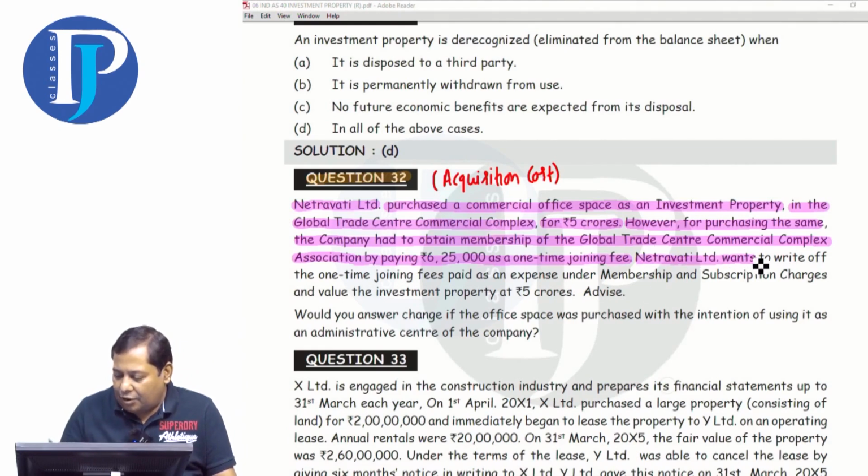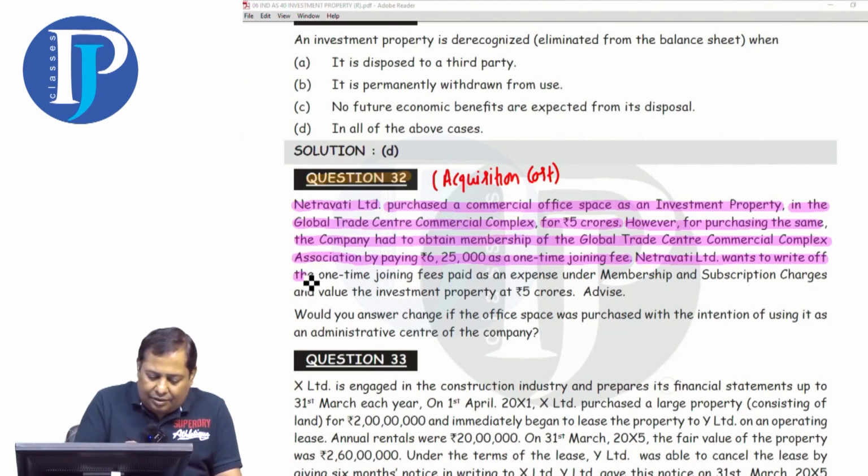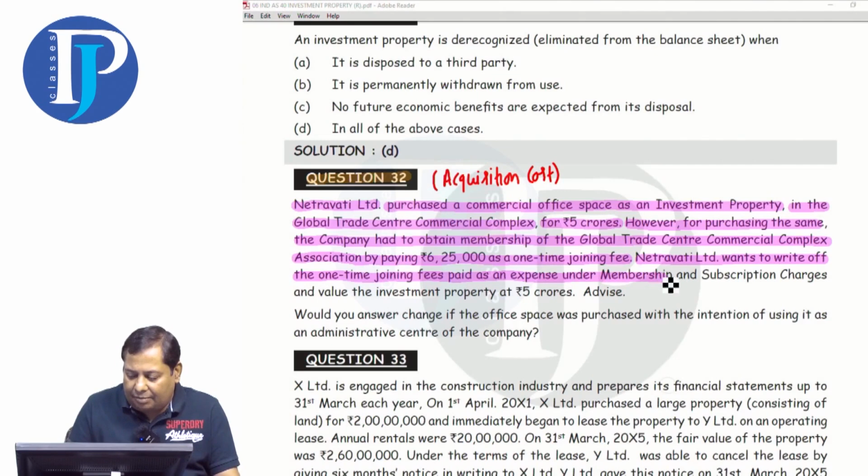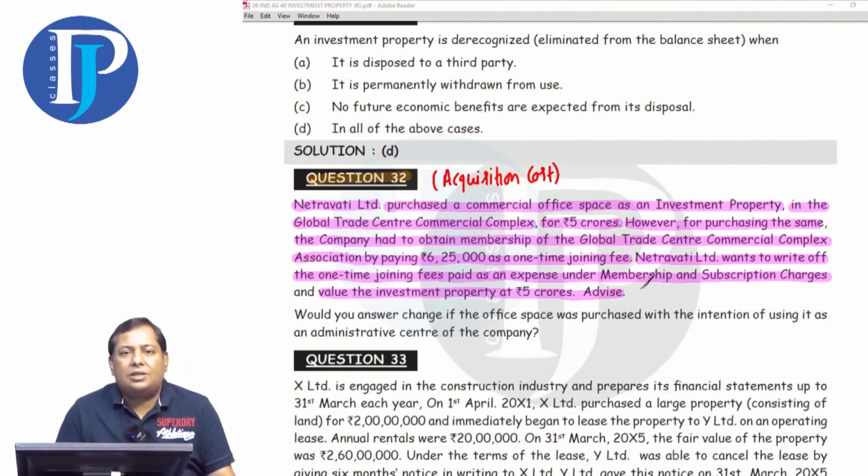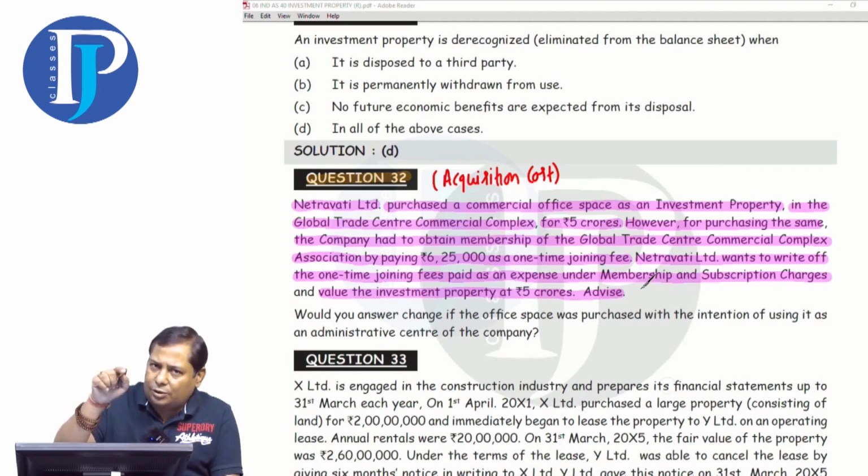Netravati Limited wants to write off the one-time joining fee paid as an expense under membership and subscription charges, alright? And the value of the investment property is 5 crores. They want to write off 6,25,000. They seek advice. So the first thing is, if you want to buy property in a global trade center, you will have to become a member of their association. If you want to become a member, you must pay the fee.